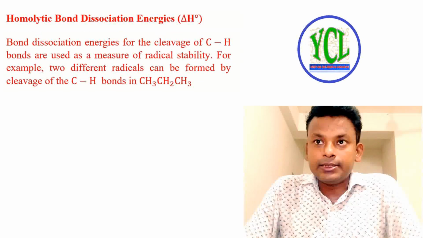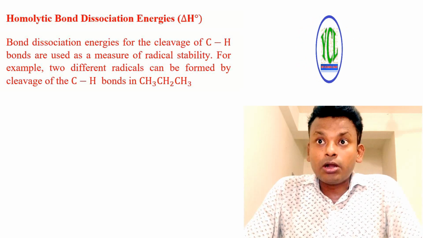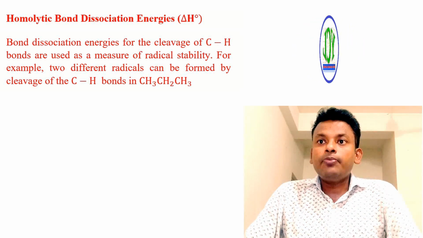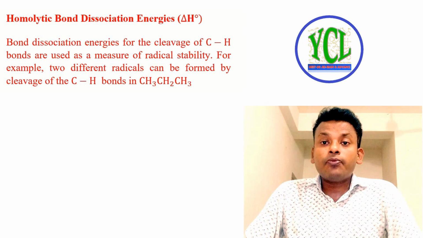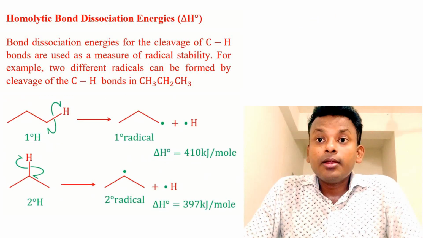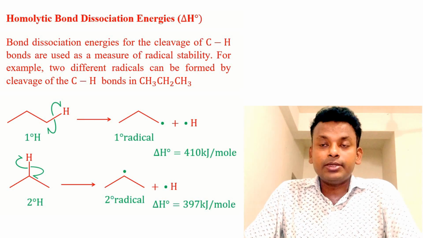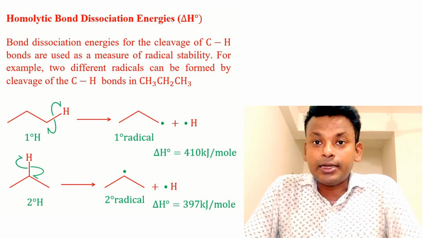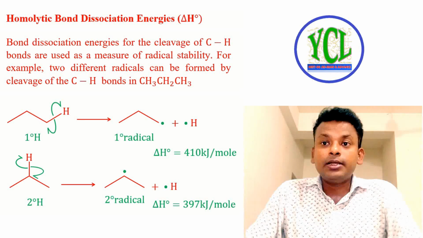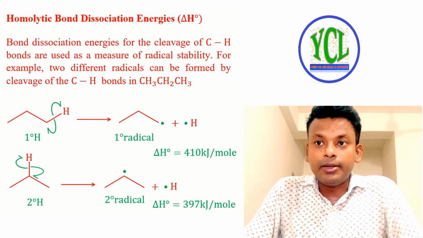Next, homolytic bond dissociation energy. Bond dissociation energy for cleavage of a CH bond is used as a measure of radical stability. For example, two different radicals can be formed by cleavage of a CH bond in CH3CH2CH3. Here hydrogen is cleaved to form a 1 degree radical, and the del H value is 410 kilojoules per mole. Cleaving a 2 degree hydrogen forms a 2 degree radical, and the del H value is 397 kilojoules per mole.